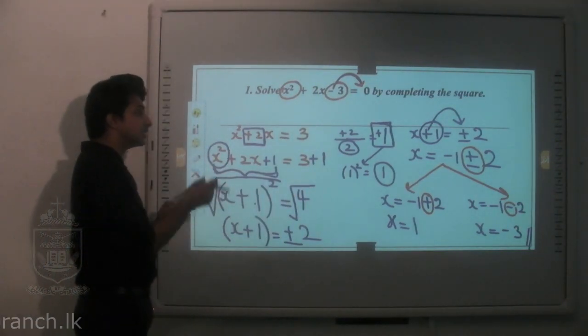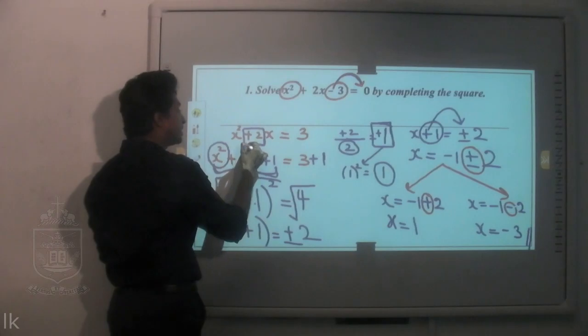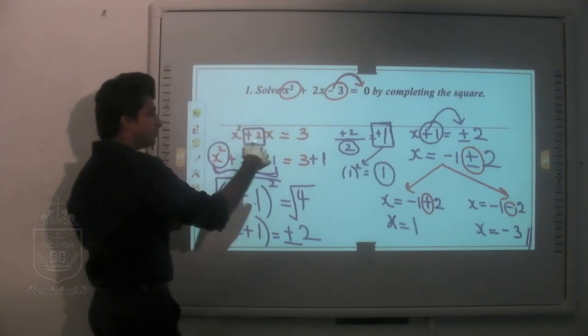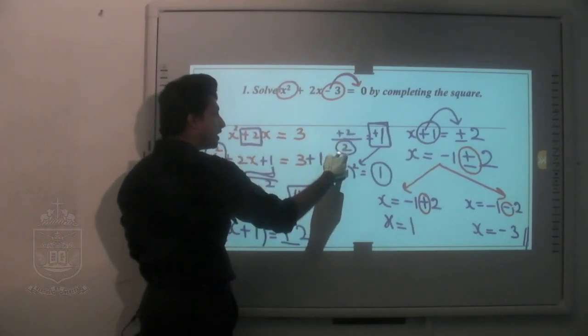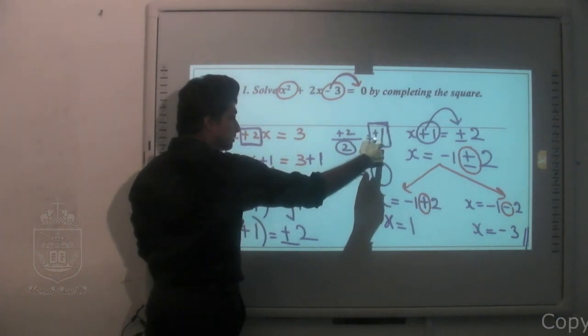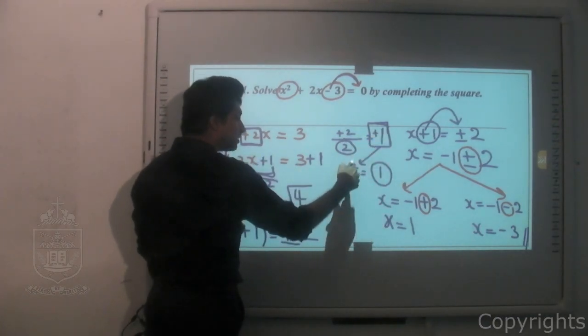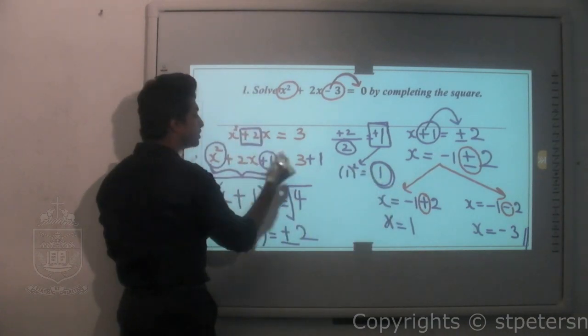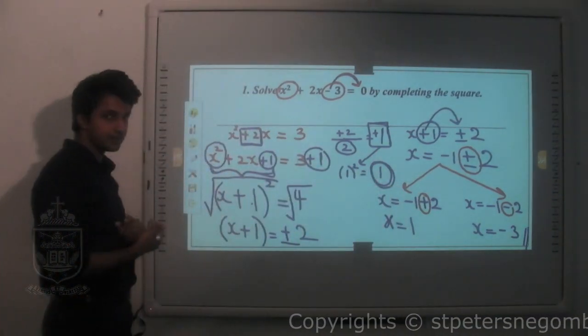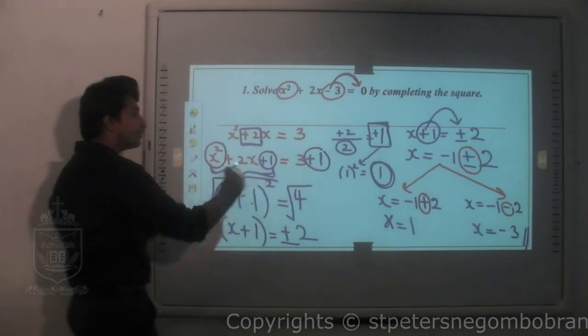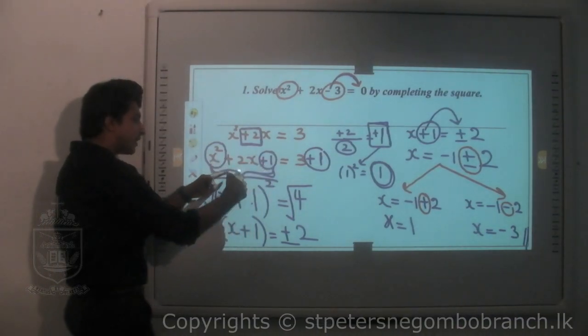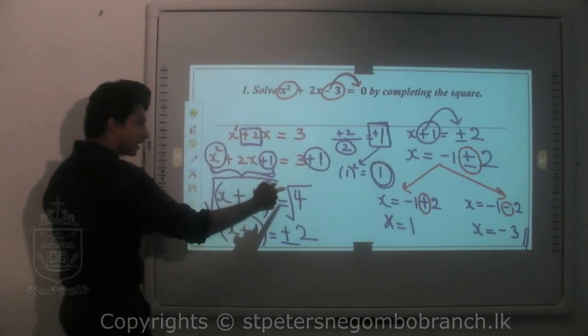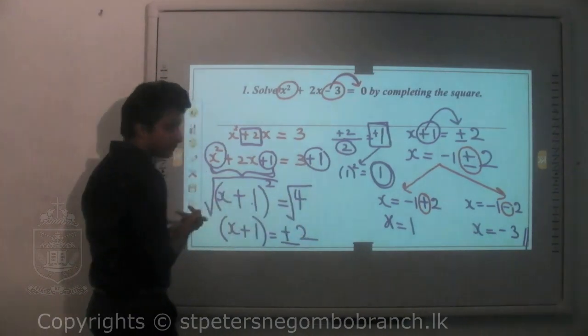Now select the number in front of the x value, take it aside, divide by 2, and you will get an answer. Take that answer down, square it, and again you will get a value. Take that value and add it to both sides of the equation. Then here you will have a binomial expansion. I bring it to one complete bracket, and 3 plus 1 will be 4.